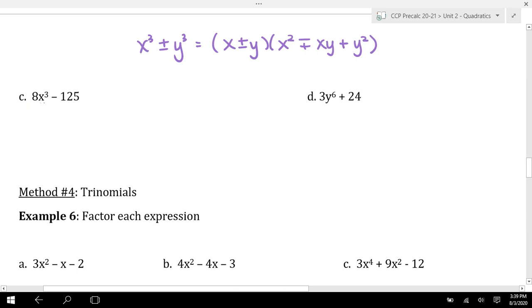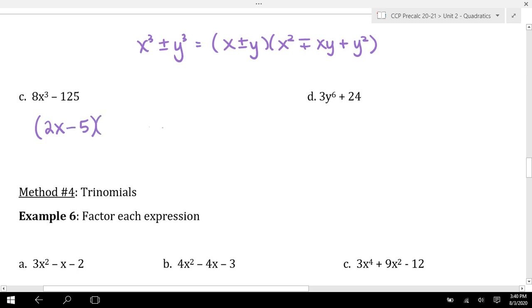So when we look at 8x cubed minus 125, first we need to identify, are these cubes? Can we take cube roots of these? Is there something cubed that is 8? Is there something cubed that is 125? And if so, those are the values that will be in our first factor. So hopefully you recognize 8 as 2 cubed. So I'm just going to go ahead and put my 2x. So that thing cubed gives me my first term. And 5 cubed is 125. So that means that 5 is the second term in that factor. I'm going to keep that same sign because this was a minus in the problem. It's going to be a minus in my first factor.